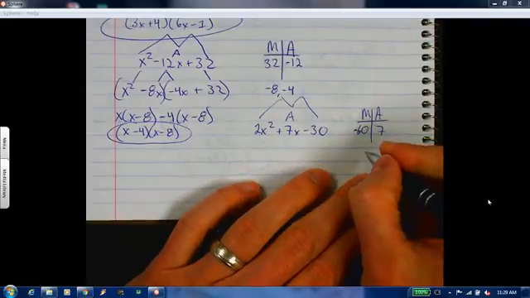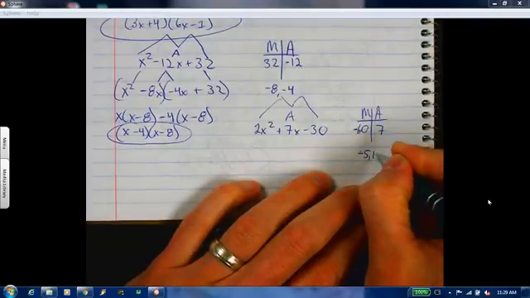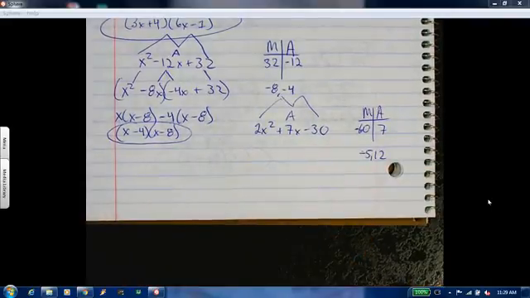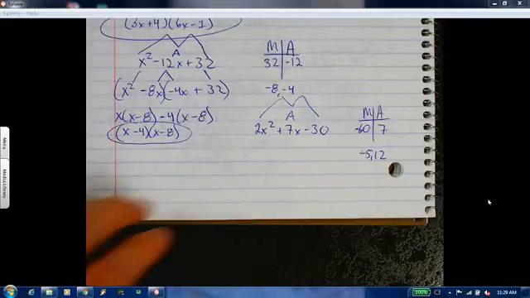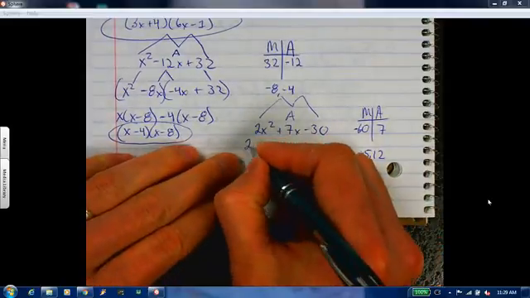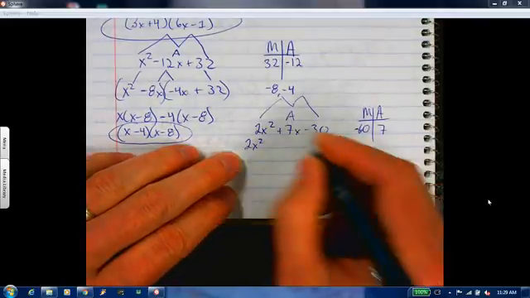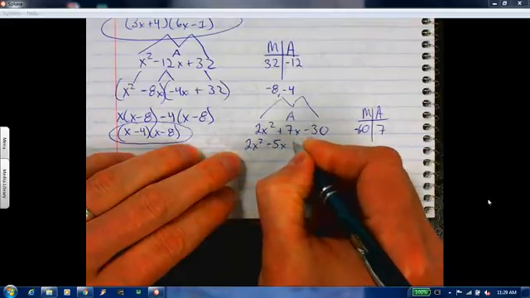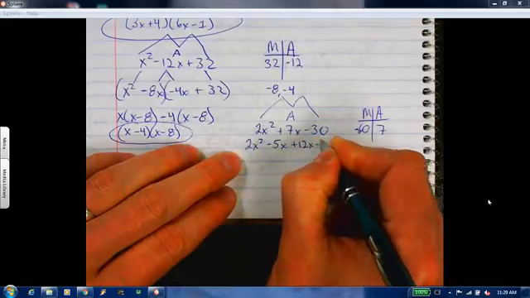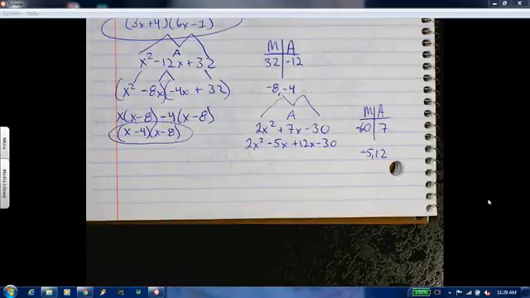Negative 5 and 12. Those two numbers. If you have one negative, one positive, I do recommend putting the negative number first. You don't have to. It's a recommendation.